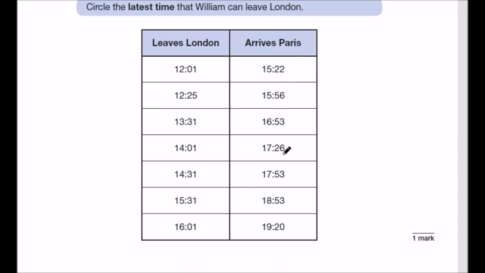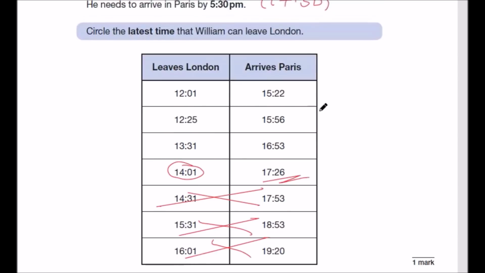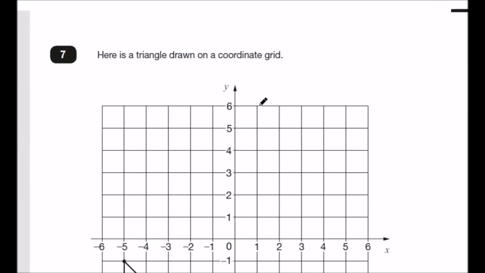If we look carefully, we can get there by 17:26. But if we chose 17:53, this will be too late. So by this column, these ones will be too late. The only correct answer is to leave London at this time to get there before 17:30. And that's it. Number 7.